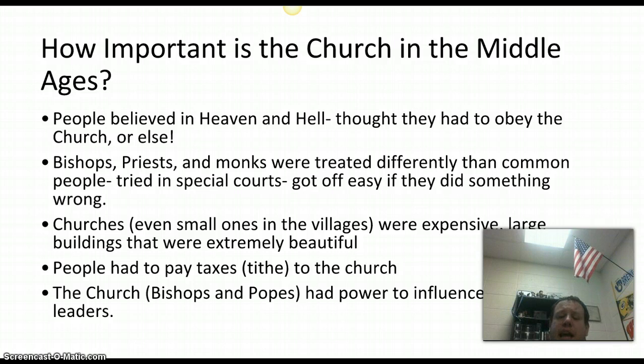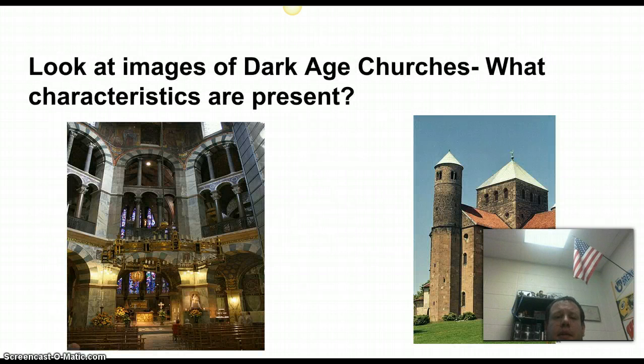And people had to pay the taxes to help pay these off. And the church had a lot of power in government. The government rulers, the leaders, they listened to the church, the bishops and the popes, and really followed their rules. Now, we said about the Dark Age churches how they used architecture as the biggest, most beautiful buildings.